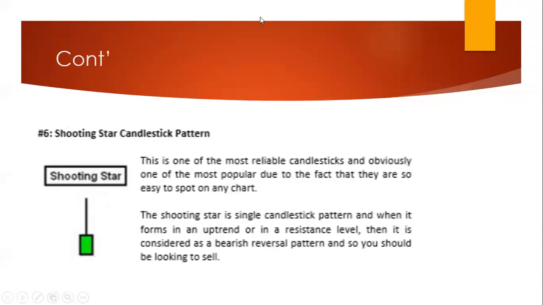The second candlestick pattern we like to talk about is shooting stars, right? This is one of the most reliable candlesticks and obviously one of the most popular due to the fact that they are so easy to spot on any chart. The shooting star is a single candlestick pattern, and when it forms in an uptrend or at a resistance level, then it is considered a bearish reversal pattern, and so you should be looking for a reversal, right?